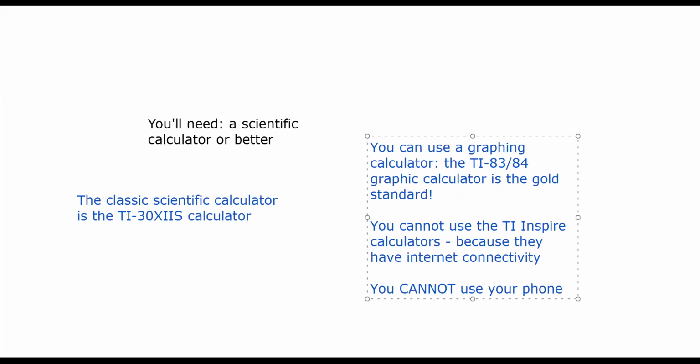So those are the two. The TI-30X2S is like 15 bucks. Amazon, Target, Walmart has it. The graphing calculator, you can probably get a used one on Craigslist.